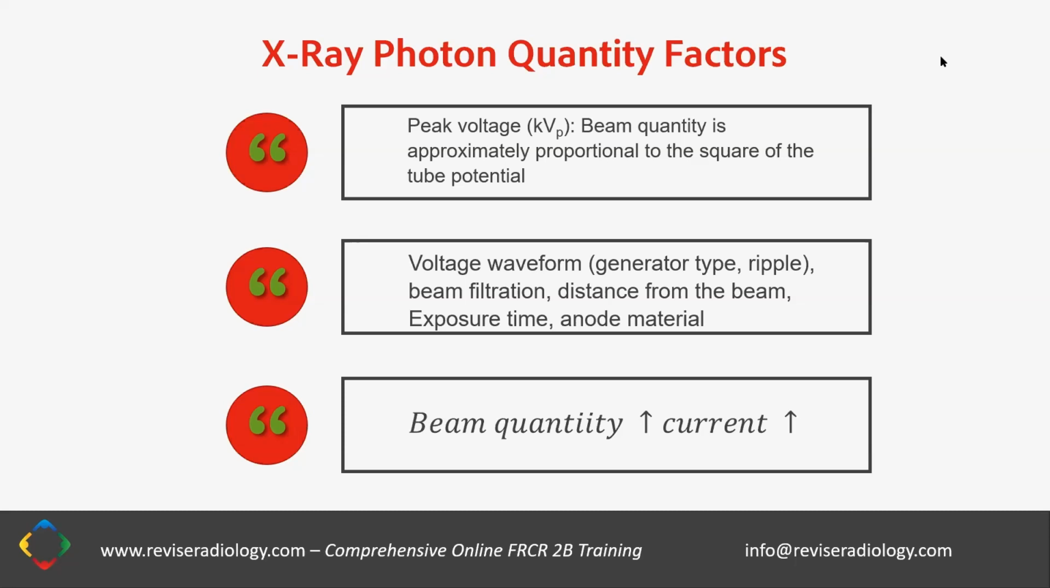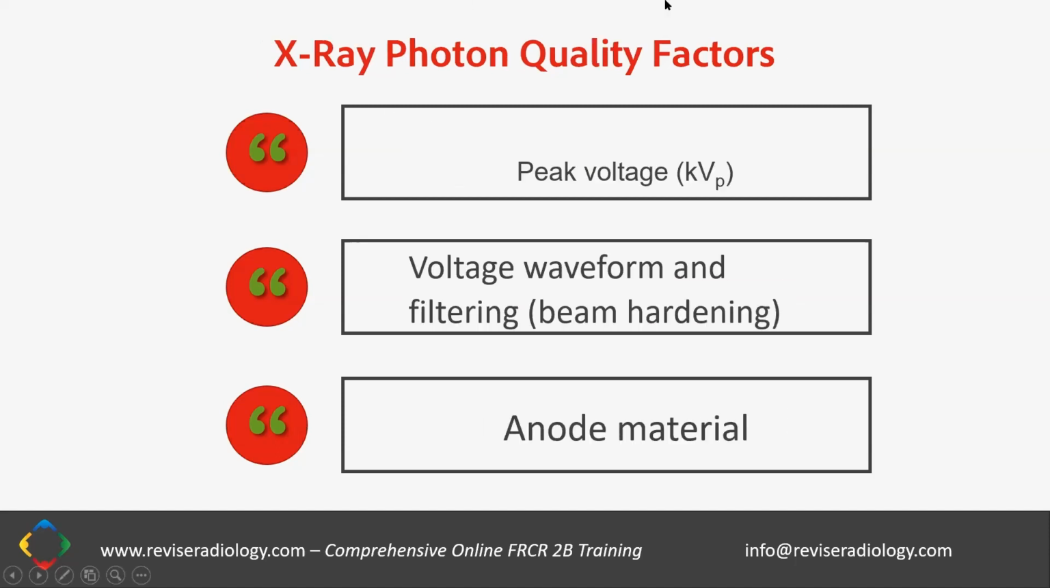It depends on the beam filtration. It depends on the distance from the beam. As we just saw, the intensity is inversely proportional to the square of the distance. So that's why the quantity depends on the distance as well. Also the exposure time, the amount of time in which you're allowing the X-rays to be exposed, and the anode material. And the beam quantity is directly proportional to the current.